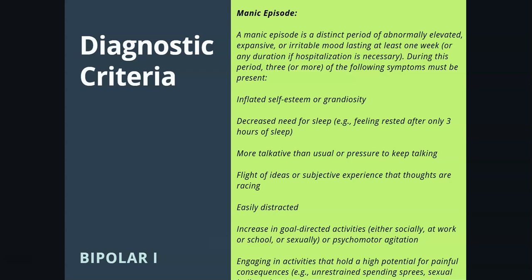So what's the diagnostic criteria for bipolar 1? Well, they have to have a manic episode. A manic episode is a distinct period of abnormally elevated, expansive, or irritable mood lasting 1 week. So that duration is important. And for any duration if hospitalization is necessary, so it won't have to be a whole week. But it's usually about 7 days, and these people usually get into some type of trouble. So during this period, 3 or more of the following symptoms must be present.